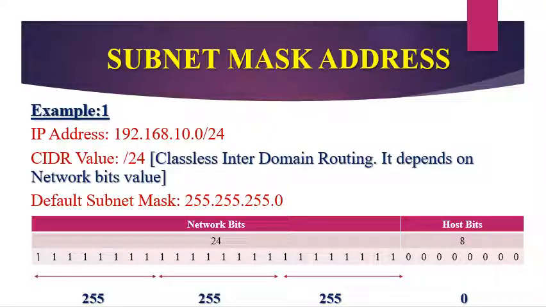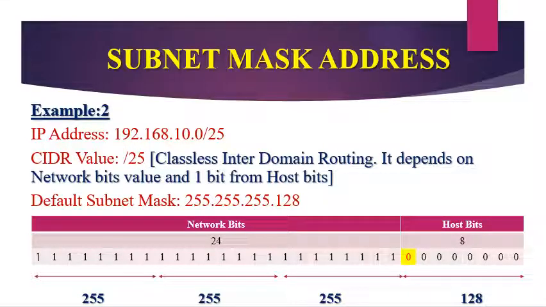So what is the default mask? The default subnet mask is 255.255.255.0. So this is the way to identify the subnet mask address. Whenever an IP address is given, based on that IP address as well as the CIDR value, we can easily find the subnet mask address. Okay, another example: we have to find the subnet mask address of a given IP address.